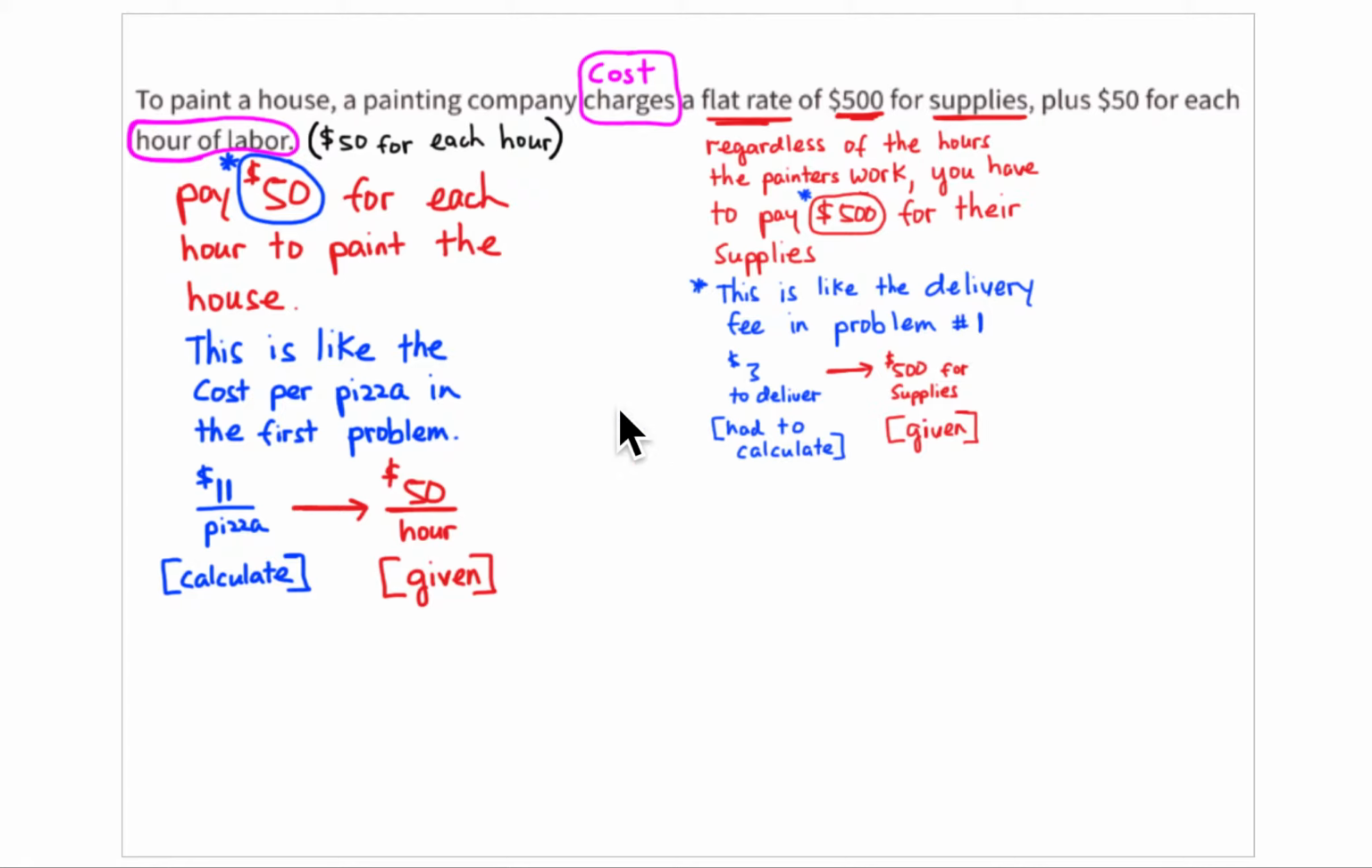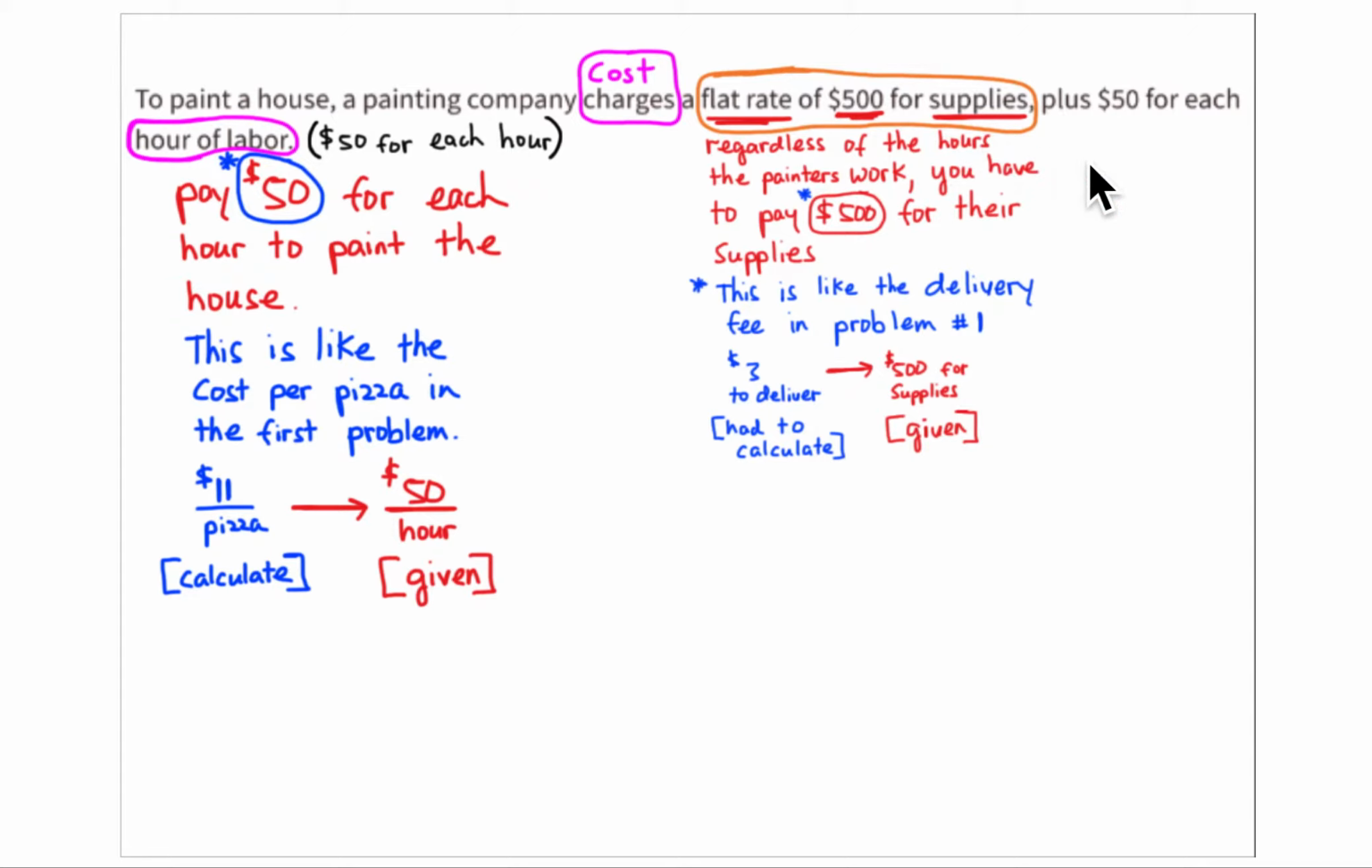All right, so I put together a table, and I'm going to go through that. There are basically 4 components to figuring out these linear relationship type problems. The first component is, what are the properties? What's going on? What are the 2 things involved? One of them is the cost or the charges for painting the house, and the second is how many hours they spend painting that house. The second component is, is there a charge up front? Is there a charge before they ever begin working on the house? And there is. That's $500 for the supplies.